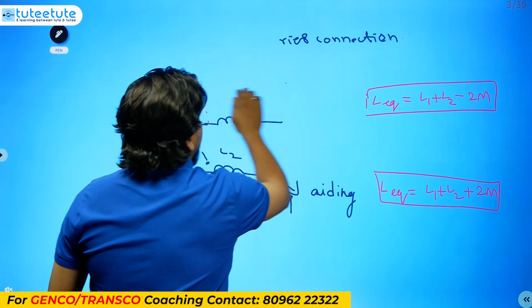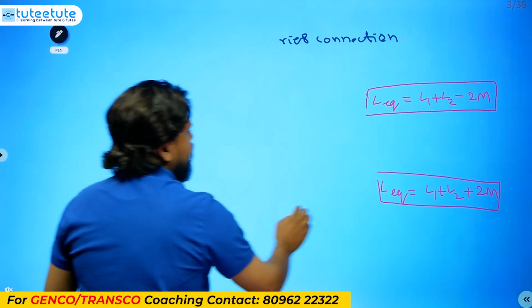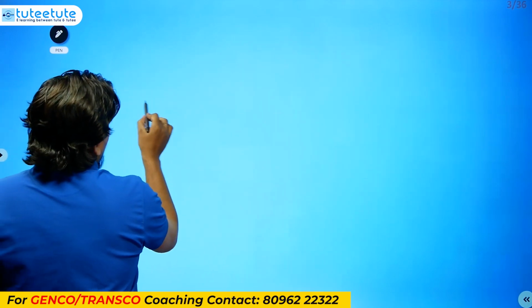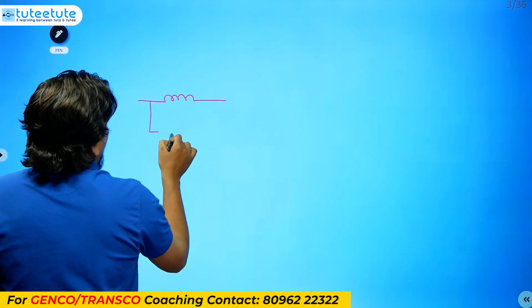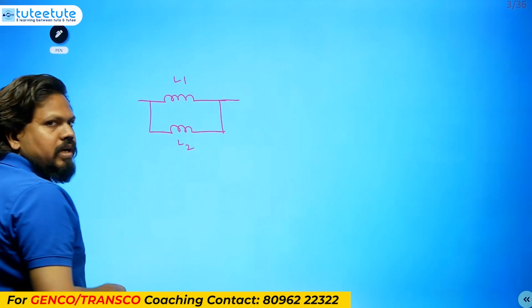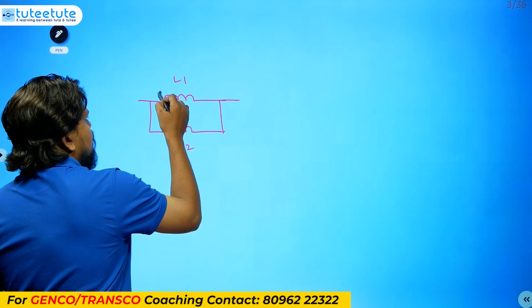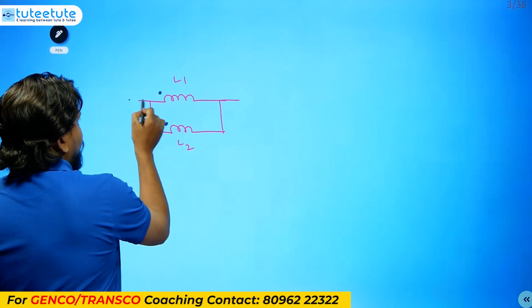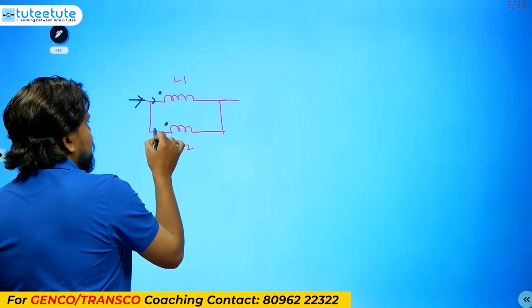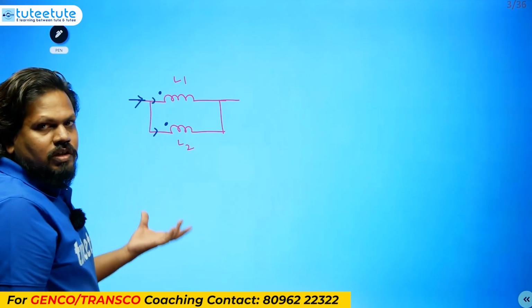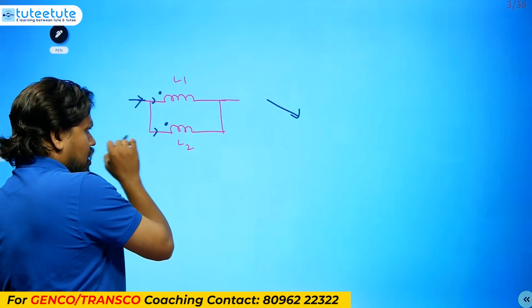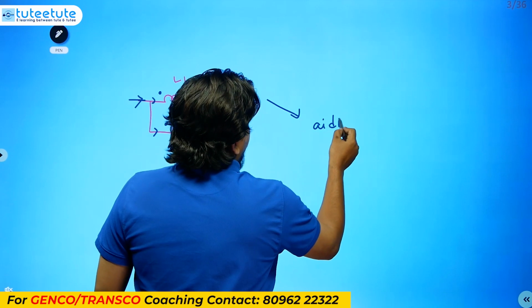Parallel connection means the inductors are connected in parallel, and we have to understand it with mutual inductance. One inductor is given like this, another inductor like this, this is L1, this is L2, both connected in parallel. For example, the dot is here and the dot is here. If you send some current, based on the inductor values some current will go like this, some current will go like this. So this is an aiding connection: at the dot, current is entering, so this is aiding.